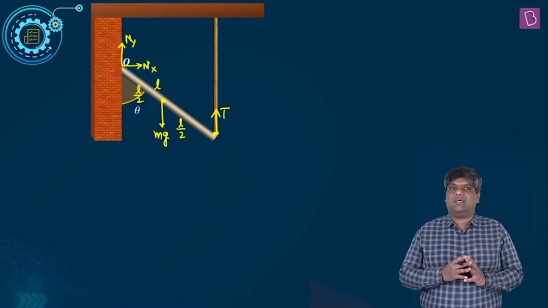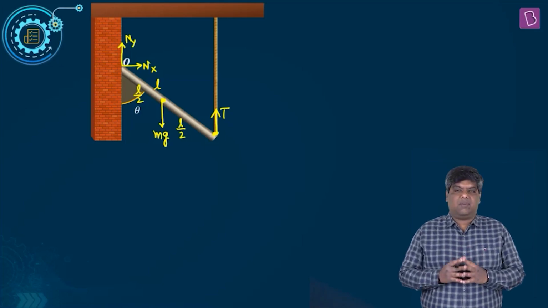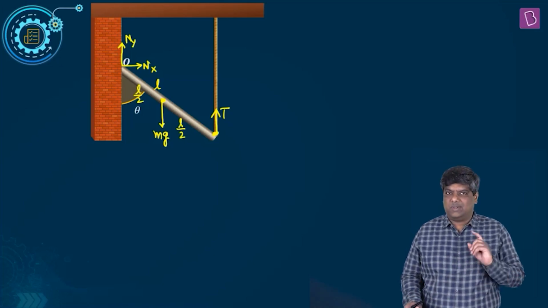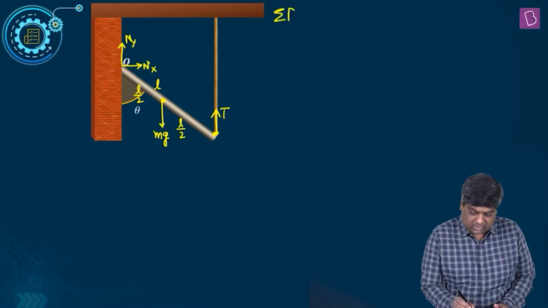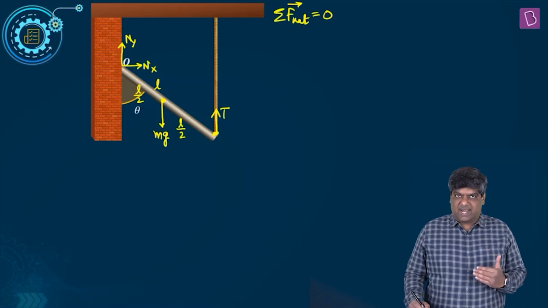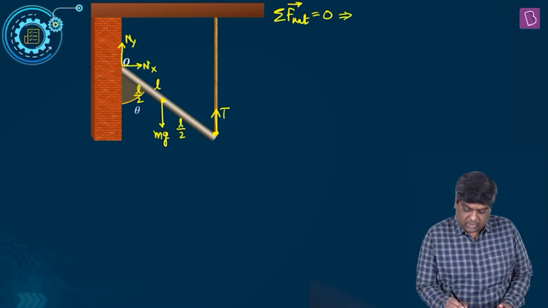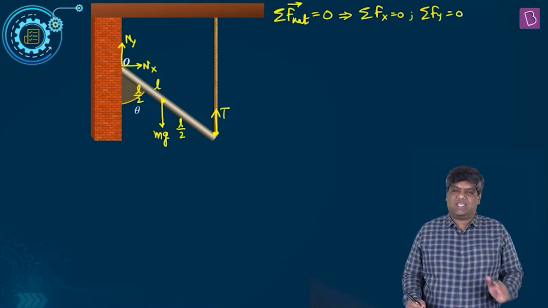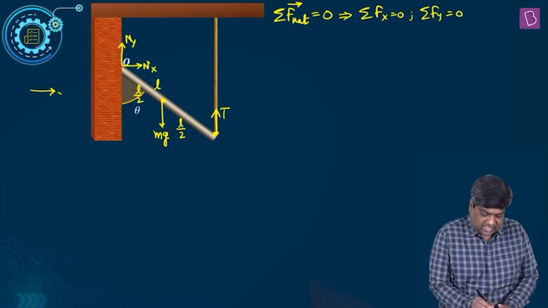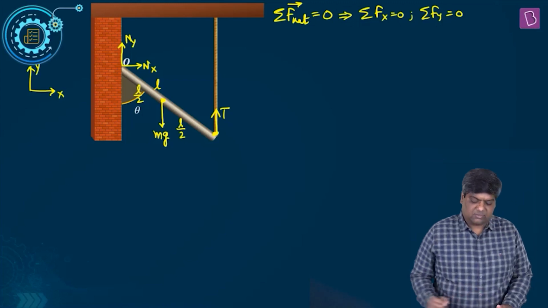Now, the rod is in equilibrium. And whenever a system is in equilibrium, two important conditions must hold good. First one, the vector sum of all the forces acting on the system must be 0, which translates into summation Fx is equal to 0, summation Fy is equal to 0 and summation Fz is equal to 0. But most of the problems that we do are two-dimensional, so we have considered this as x and this direction as y.